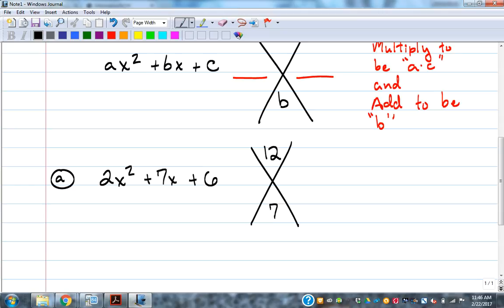3 and 4, or 4 and 3. Doesn't matter what order you put them in, okay? 4 times 3 is 12. 4 plus 3 is 7. That's why those work. So our 2 numbers are 4 and 3. So we filled out the x.